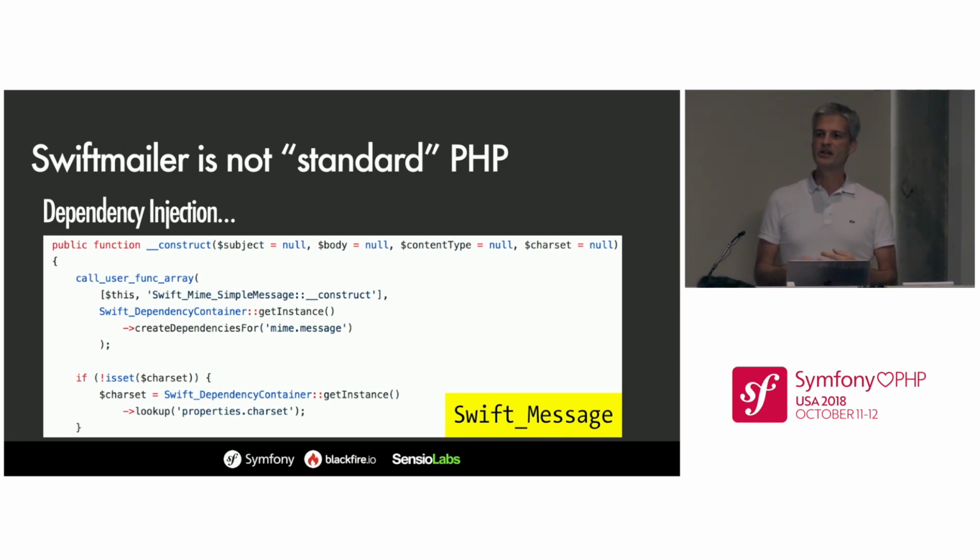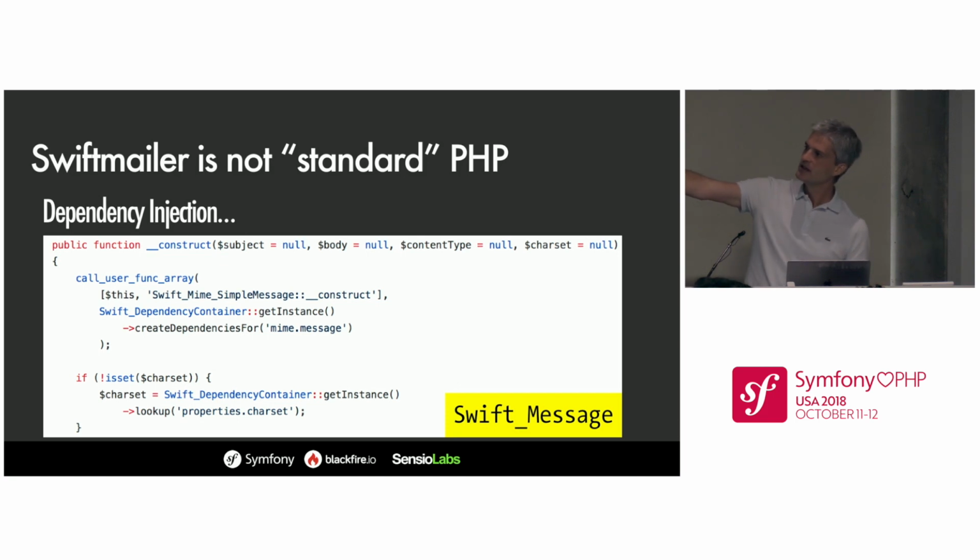That's because SwiftMailer is using dependency injection to the extreme. Of course, when you are creating a message, we don't want you to inject other instances, an encoder, for instance. That doesn't make sense. I want you to only manage your message properties, so the message body, the content type, the charset, things like that. But how do you inject the dependencies?